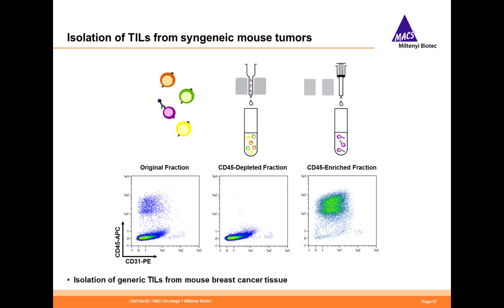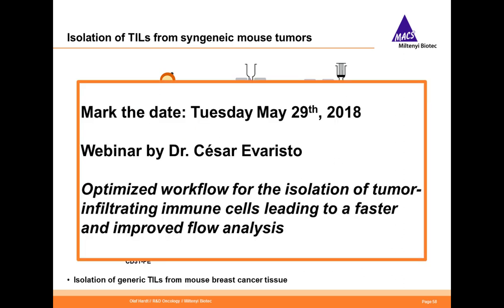However, they do not really work on tumor tissue. So now we've brought up this new product line of TIL-specific isolation reagents, and they are really optimized to work straight from dissociated tumor tissue. As mentioned, I will just touch on the basics here, but there will be a dedicated webinar by my colleague Cesar at the end of May on the optimized workflow for the isolation of tumor-infiltrating immune cells, leading to fast and improved flow analysis.